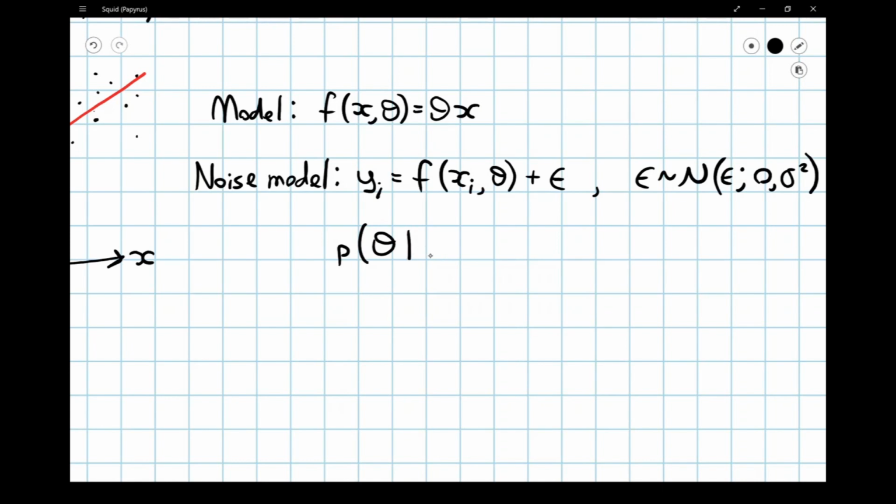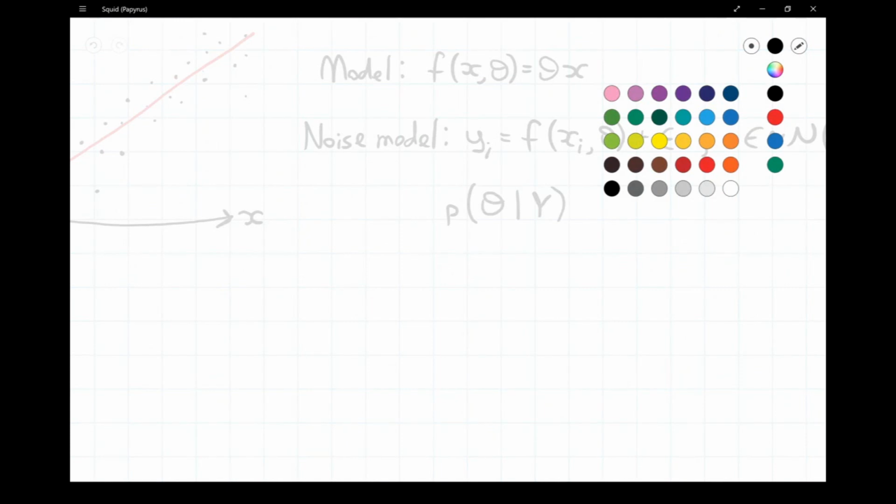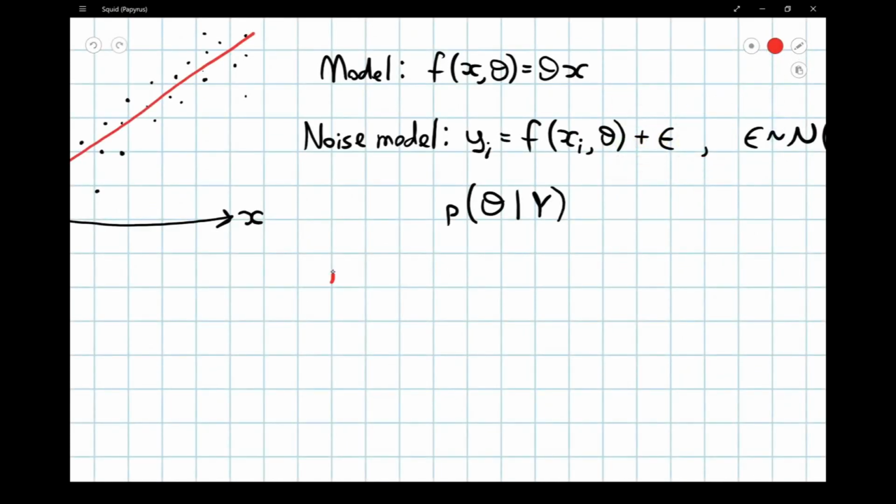let's write down the probability of theta given all of our data Y. Because we have uncertainty in our observations because of this measurement noise, there's uncertainty in what theta could be as well, and we want to capture that. So we want to find a probability distribution for this gradient, given that we've seen these observations. I should say that the capital Y there represents basically just a set of all our observations, so Y1 to capital YN.